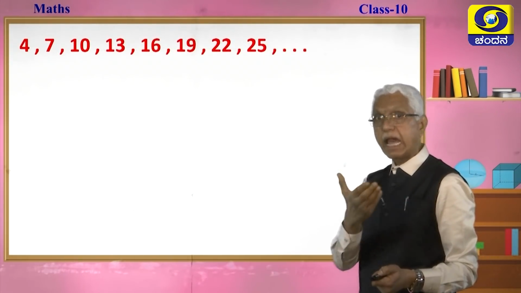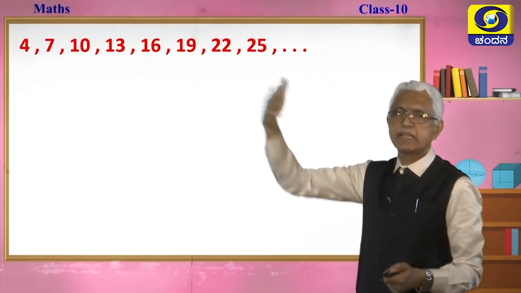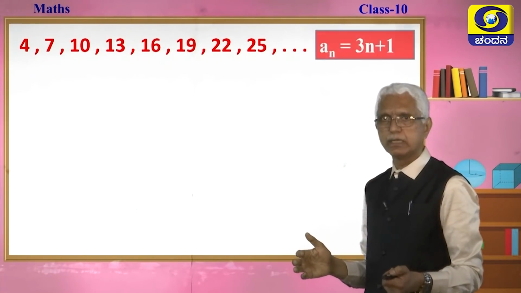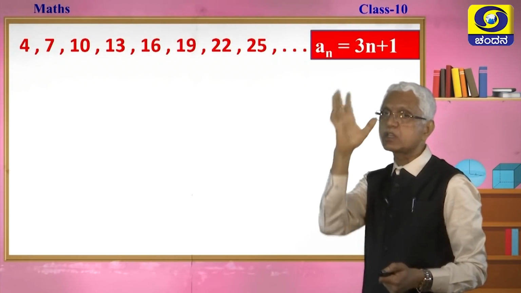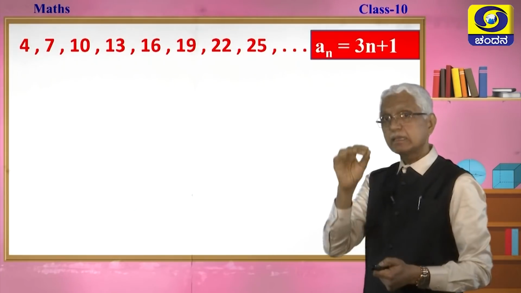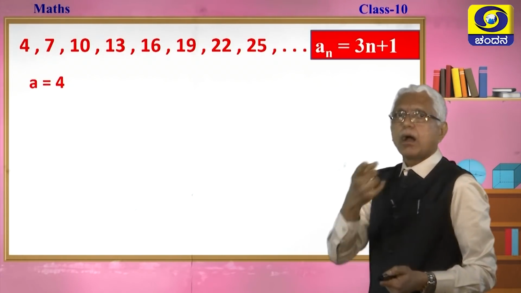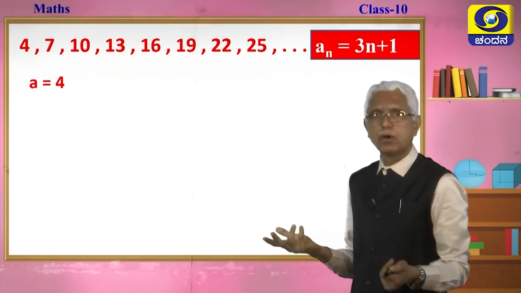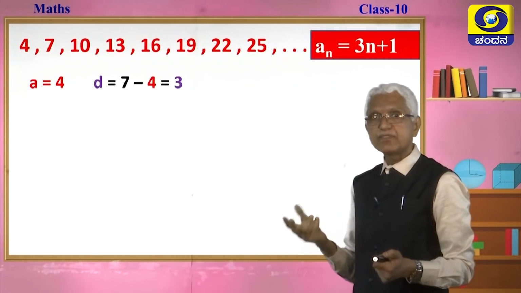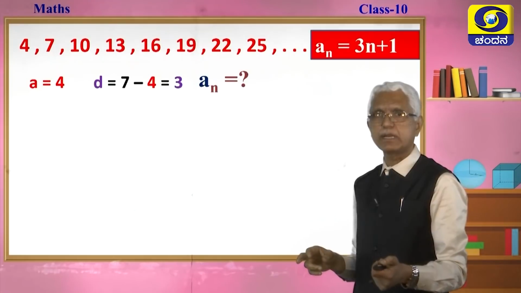Here I have an arithmetic progression 4, 7, 10, 13, 16, 19, 22, 25, etc. And they have given you that the nth term is 3n plus 1. Observe here, what is a? First term of the AP, it is 4. What is the common difference? Second minus first, 7 minus 4, which is equal to 3.